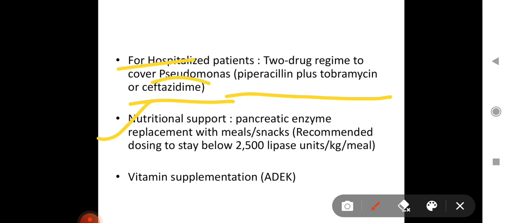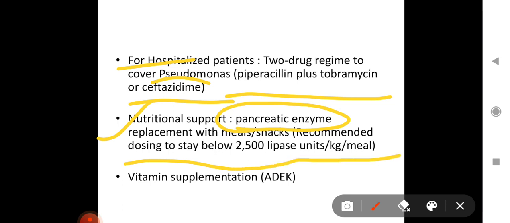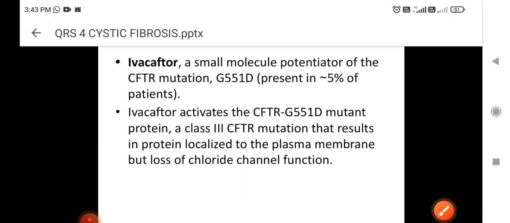Nutritional support is important. Pancreatic enzyme replacement is to be given with every meal or snack. The recommended dose should stay below 2500 lipase units per kg per meal. And supplementation of the fat soluble vitamins, that is A, D, E and K, is to be given.